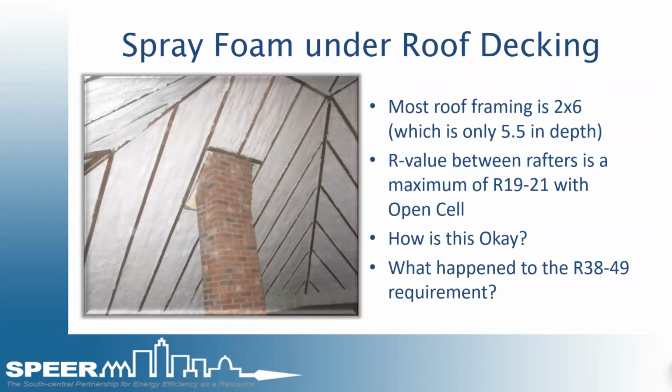So, spray foam under the roof decking. Most roof framing that we see is 2x6, which is only 5.5 inches in depth. A lot of this has been used in the way they do it in residential. The overall R-value of that, if you multiply 3.5 per inch of foam times 5.5, you only come up to about 19.25. But a lot of times, if you're in a climate zone requiring 38 or 49 in the attic insulation, how is that actually happening? How is that okay? How is that getting through?